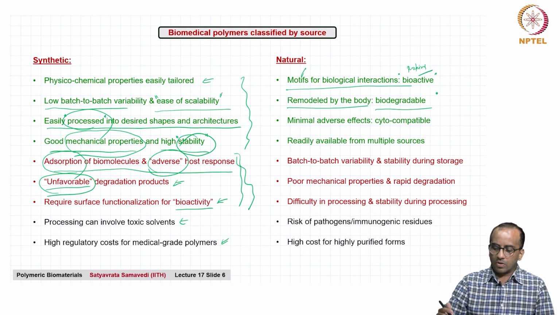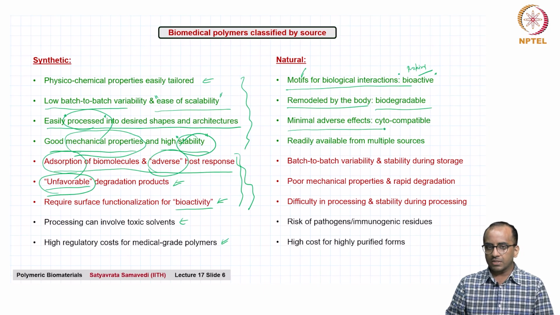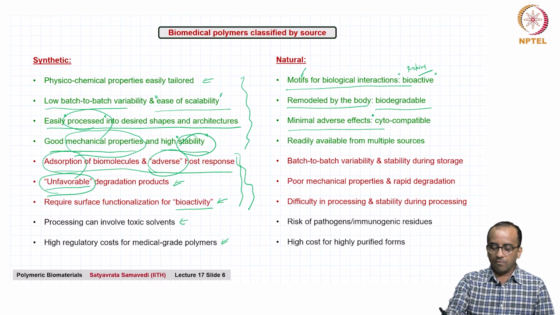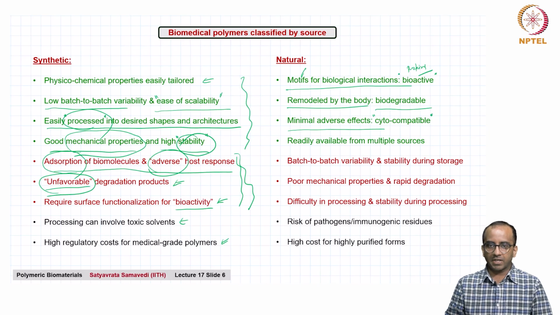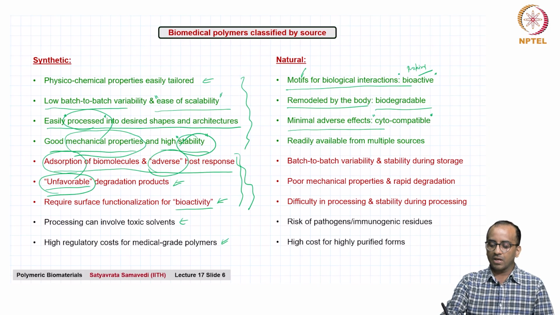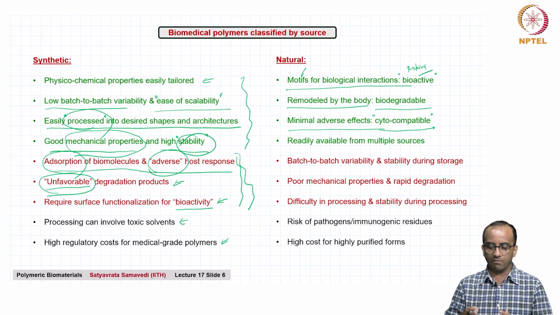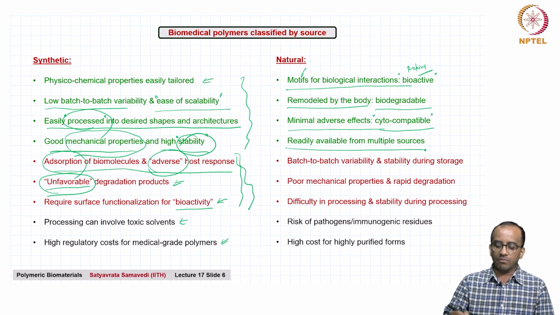Now, these natural polymers, if they are provided in the purified form, will have very minimal adverse effects because they are naturally recognized by the body. We typically don't call them biocompatible, we call them cytocompatible. Why we don't call them biocompatible, we have discussed quite a bit in this course, so I would encourage you to look at some of the earlier lectures. In this limited context, we would say they are cytocompatible. So, when cultured with cells, they will not cause any adverse cytotoxic effects. And of course, they are readily available from multiple sources.